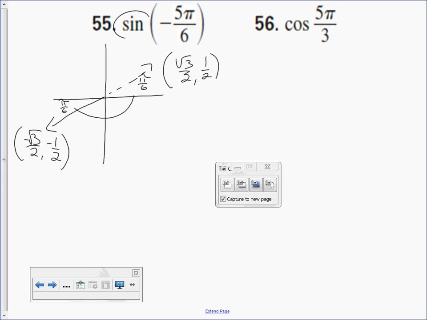Since I'm looking for the sine value, sine is the y-coordinate. The y-coordinate at negative 5 pi over 6 is negative 1/2. So your answer is negative 1/2. Do you have to put it into degrees? If it gives you radians, keep it in radians, because half of these problems, you won't have a calculator. It will be non-calculator. You'll have to be able to calculate.